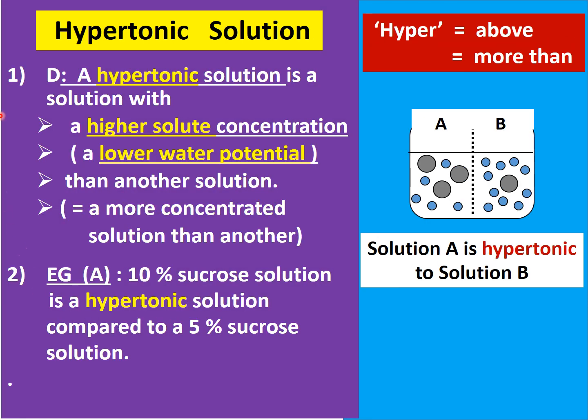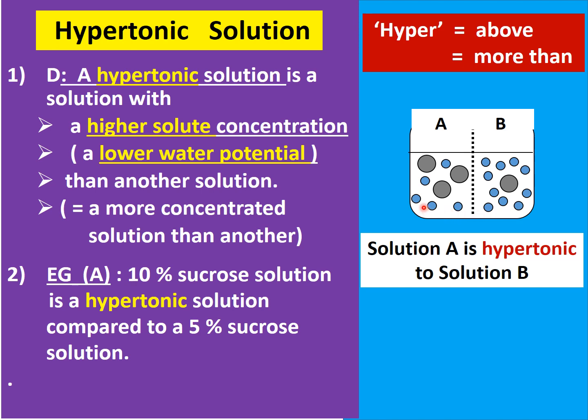Lastly, we'll discuss the hypertonic solution. Hyper means above or more than. So a hypertonic solution is a solution with a higher solute concentration than another solution. Again, referring to diagram A and B, diagram A has 3 molecules of sucrose compared to B, which has only got 1. So solution A is hypertonic compared to B because it has higher solute concentration. But in terms of the water potential, it has lower water potential. Okay, so hypertonic solution has lower water potential or lower concentration of water compared to another one.